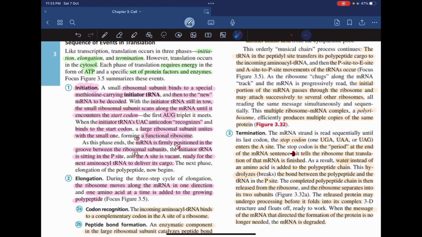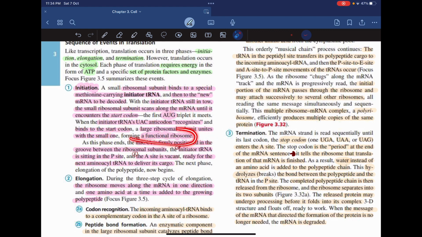So first, the small ribosomal subunit comes and binds with the mRNA, carrying the initiator tRNA, with the initiator tRNA still in tow. The small ribosomal subunit scans along the mRNA until it encounters the start codon. So it runs along it until it finds the start codon, which is AUG. The initiator tRNA has the UAC anticodon, which is the anticodon for AUG. It recognizes and binds to the start codon, and a large ribosomal subunit unites with the small one, forming a functional ribosome.